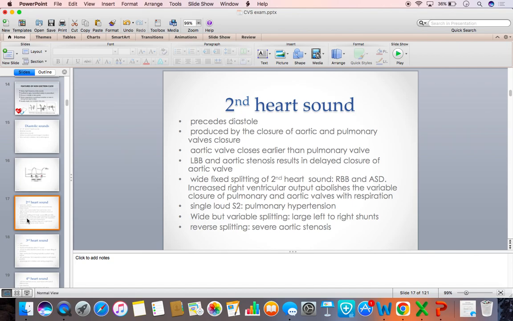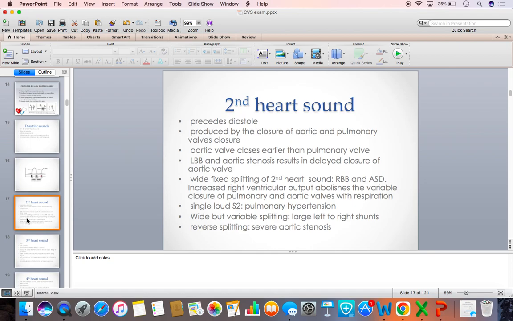Whereas in large left to right shunts, second heart sounds could be wide or variable. Reverse splitting is appreciated in severe aortic stenosis because the aortic valve closes later than the pulmonary valve, resulting in the reverse splitting of the second heart sound. So the second heart sound should be understood very carefully.